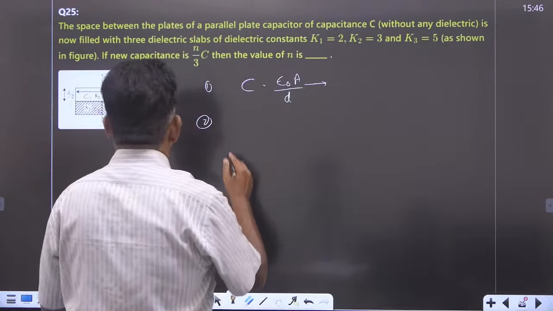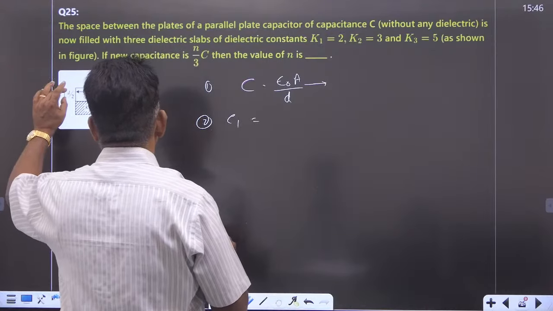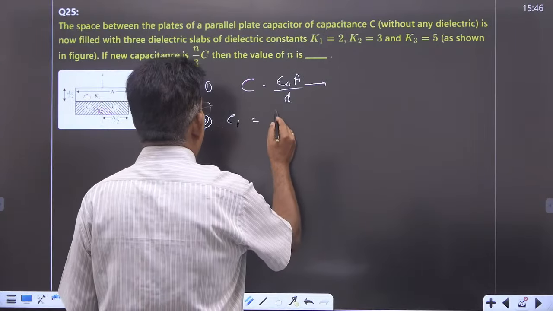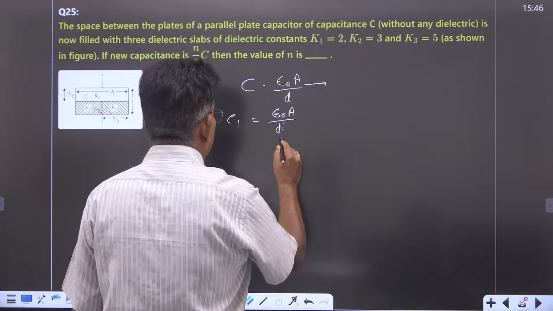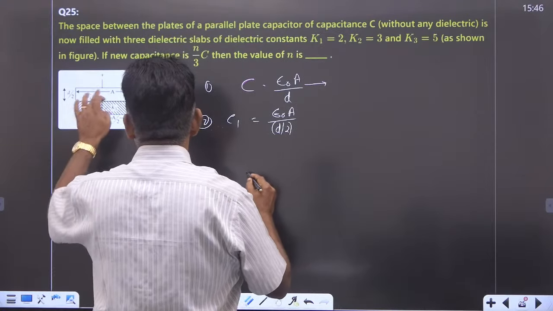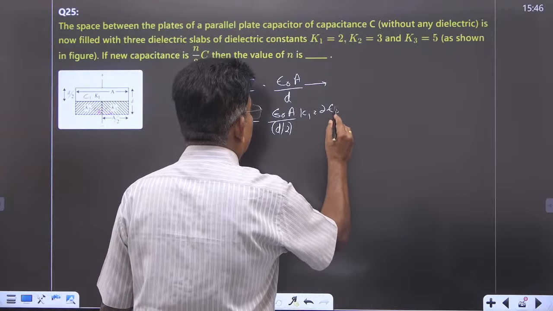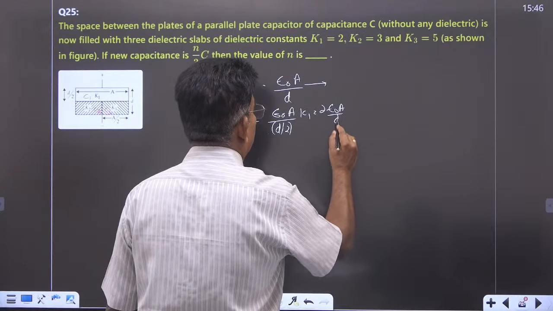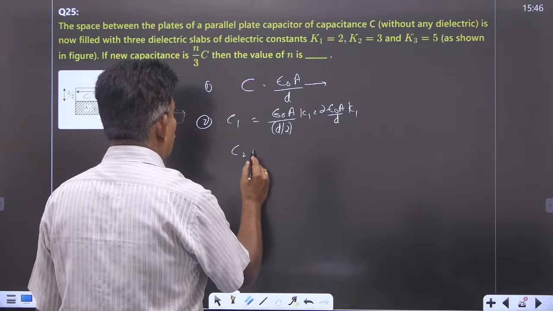This capacitance C1. C1 has how much separation? D by 2, area A. So epsilon 0 A by D by 2, and completely filled with K1. So this comes to be 2 epsilon 0 A by D into K1. Correct?